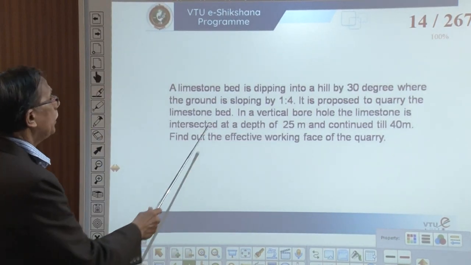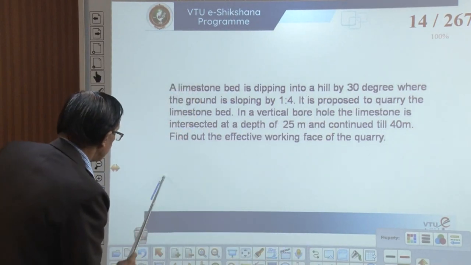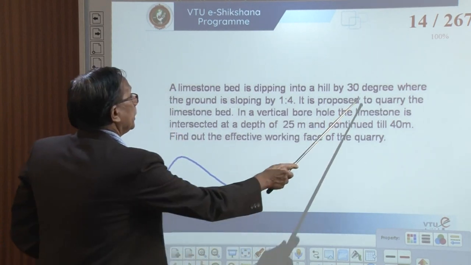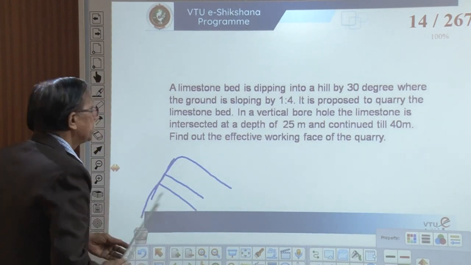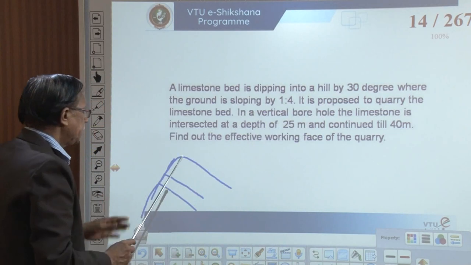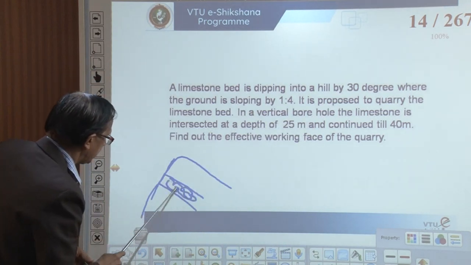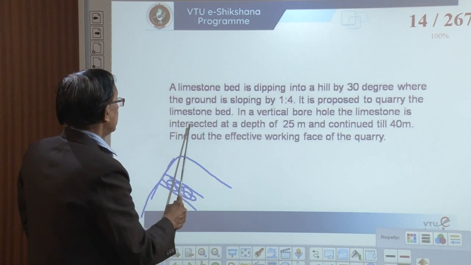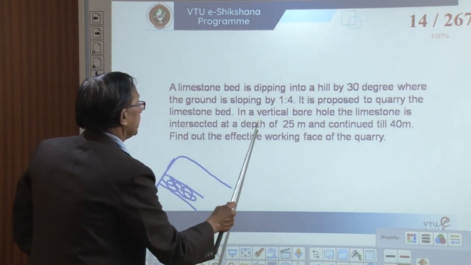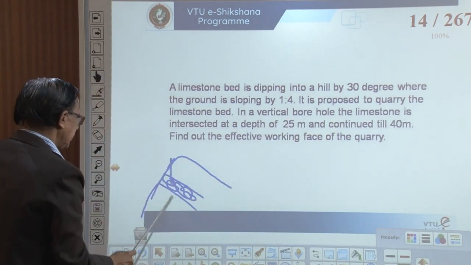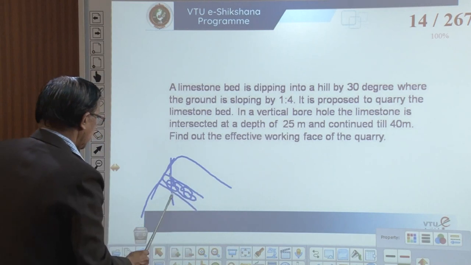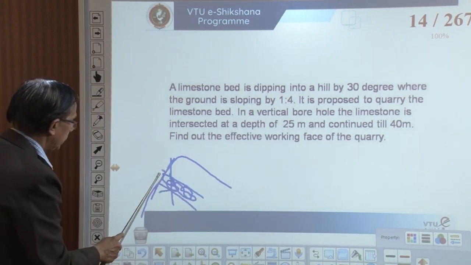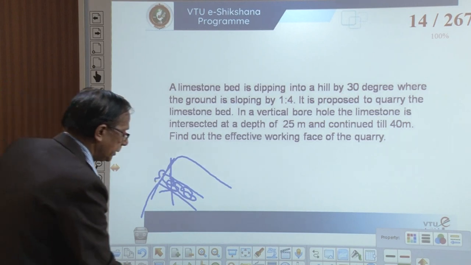Now, a limestone bed is dipping into a hill. If this is a hill, the limestone bed is dipping into the hill by 30 degree, where the ground is sloping 1:5. It is proposed to quarry the limestone bed. In a vertical borehole, the limestone is intersected at 25 meter and continues up to 40 meter depth. Find out the effective working face of the quarry. How much is the working face? This is the working face. How do I find it? Simple.